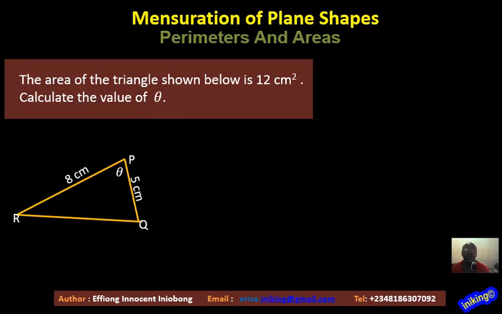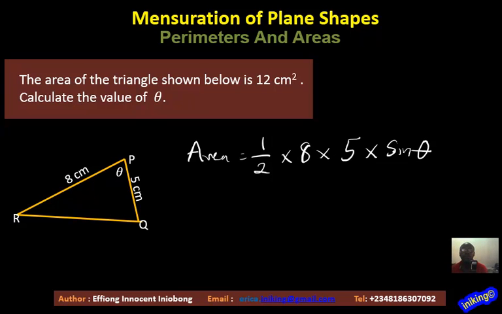Here, we are given that the area of the triangle that is shown below is 12 centimeters square. What is the value of angle theta? The area has been provided. Two sides, 8 centimeters and 5 centimeters are provided, but the included angle is now missing. It's okay, no problem. We know how to relate this. We know that the area of a triangle is half the two given sides, 8, 5, and the sine of the angle between the two of them.